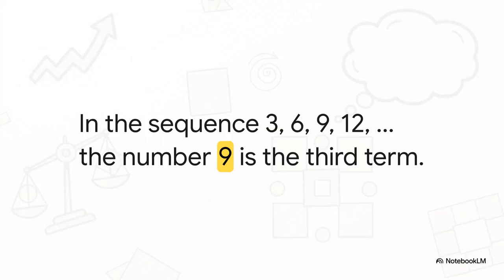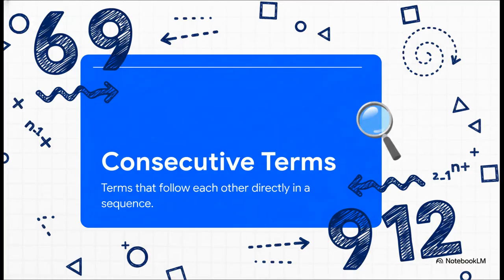So if we look back at our sequence, the number 3 is the first term, 6 is the second, and that means, you guessed it, the number 9 is the third term. See? It just makes sense. And when you have terms that are sitting right next to each other in line, like 6 and 9 or 9 and 12, we have a name for them too. We call them consecutive terms.